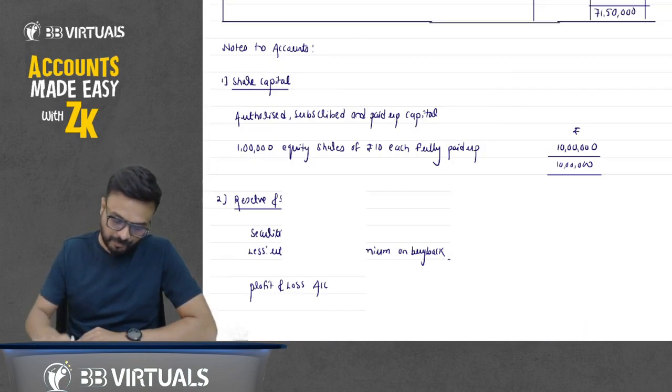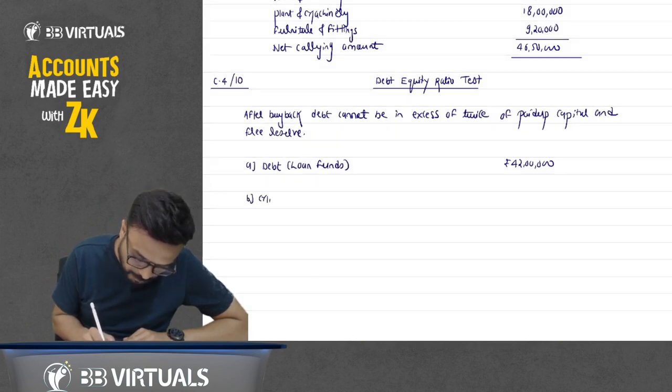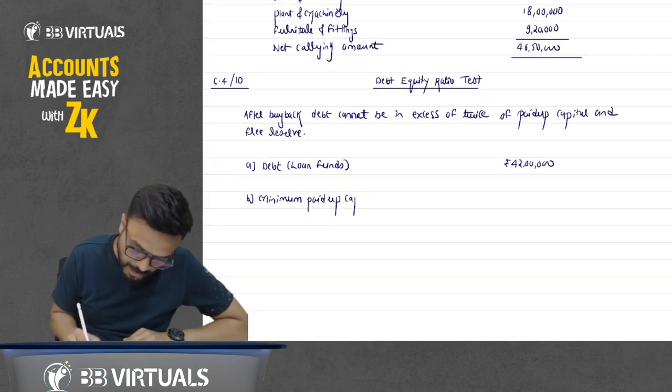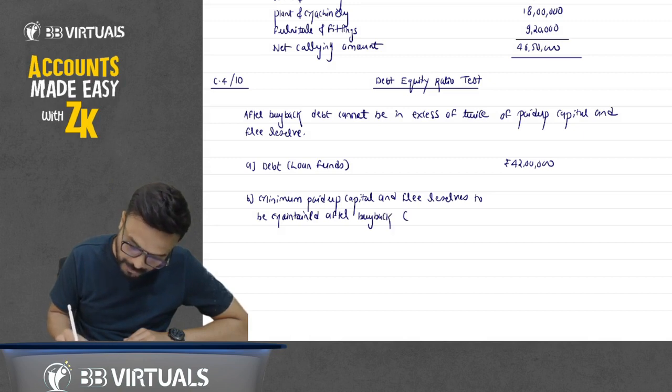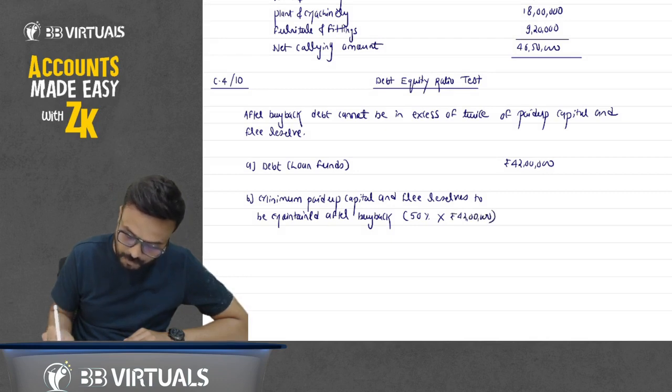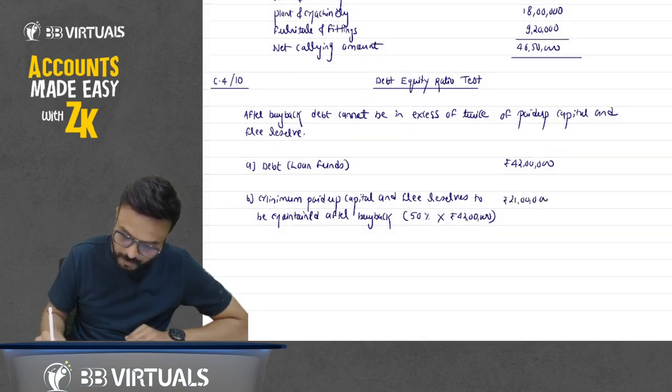So write down here, point number B: minimum paid up capital and free reserves to be maintained after buyback, 50% of that debt, which is 42 lakhs. 50% of 42 lakhs, 50% of debt, it is 21 lakh.